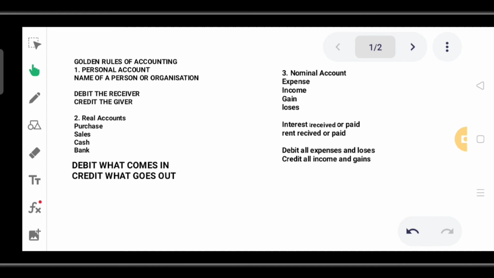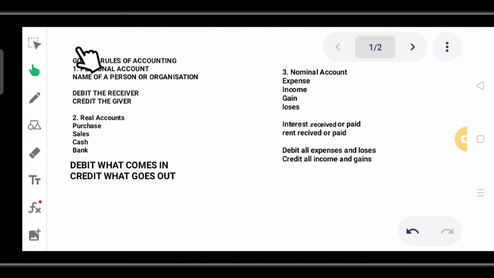So the first thing we need to understand is the three types of account. First, there is personal account, real account, and nominal account. So the first thing we are going to look at is personal account. By the name itself, you know it is a name of a person or organization. The rule of this accounting is debit the receiver, credit the giver. We will look into this in the next slide in the example.